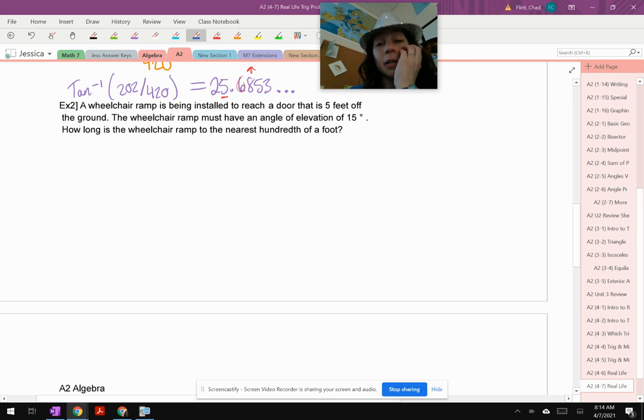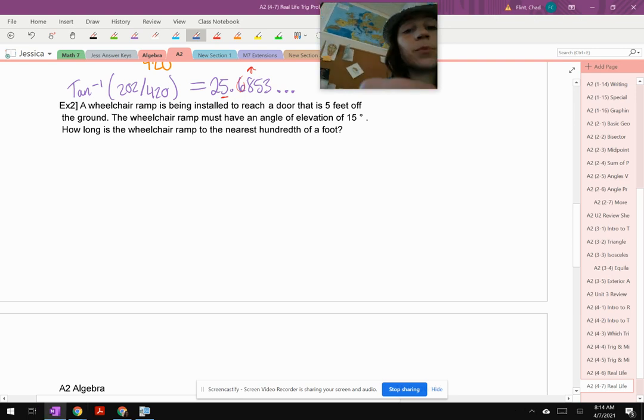Example 2. Last and final example. A wheelchair ramp is being installed to reach a door that is 5 feet off the ground. The wheelchair ramp must have an angle of elevation of 15 degrees. How long is the wheelchair ramp to the nearest hundredth of a foot? Okay, well, a ramp, obviously, I picture a ramp in my head, but let's see.